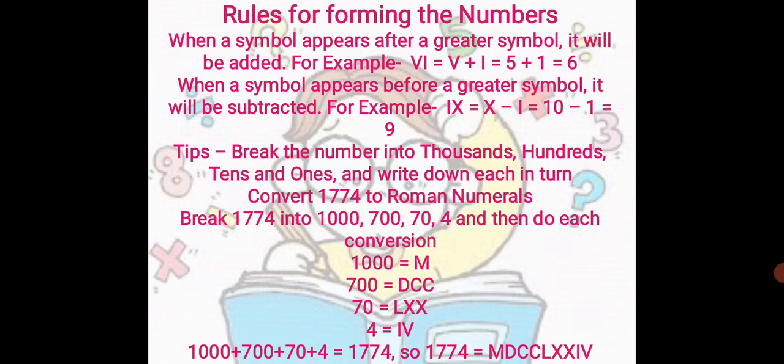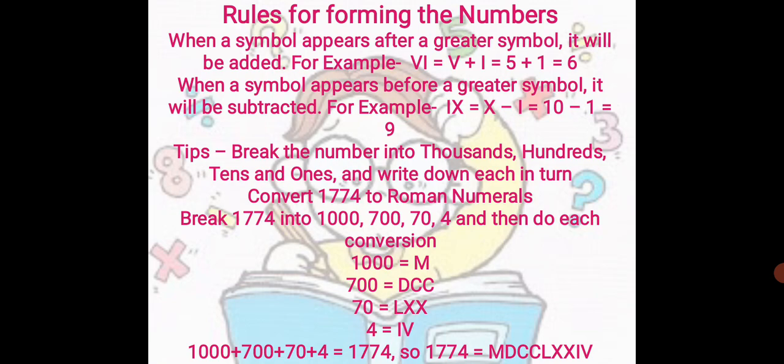Example, I and X. I is 1 and X is 10. So 1 is smaller than 10. That means this 1 will be subtracted from 10. So I and X means 9. Altogether 10 minus 1, that is 9.